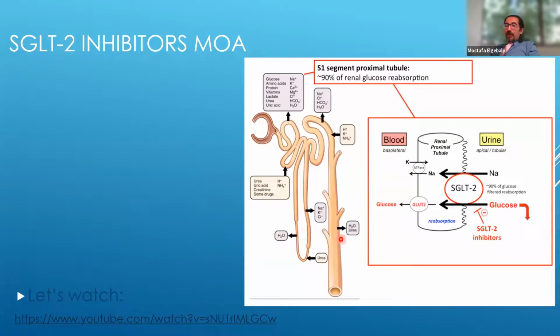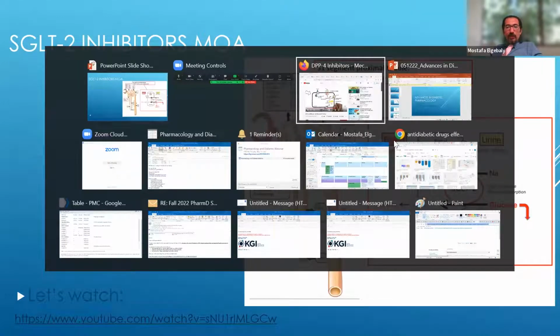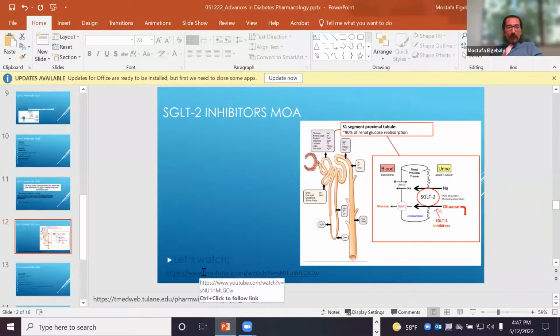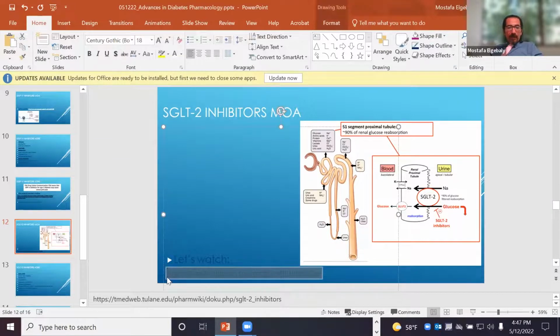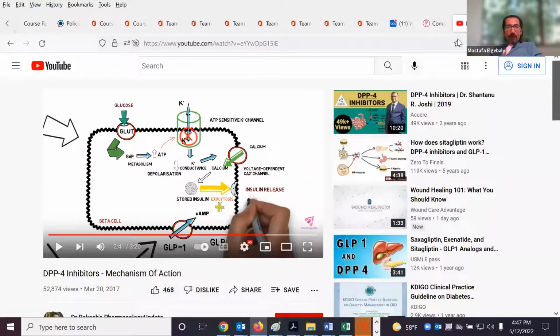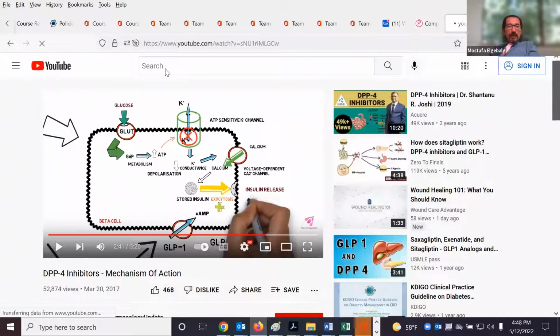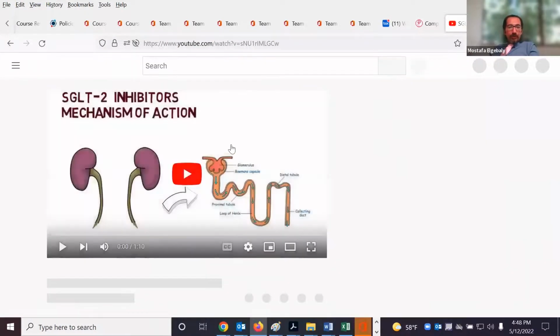Different segments within the nephron will have different cell types and cell receptors. So this is just a 1-minute video. Let's just watch it quickly. Again, this is the mechanism of action for another class of agents that we call sodium glucose transporter type 2 inhibitors.